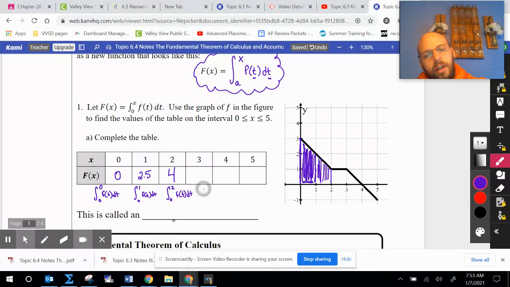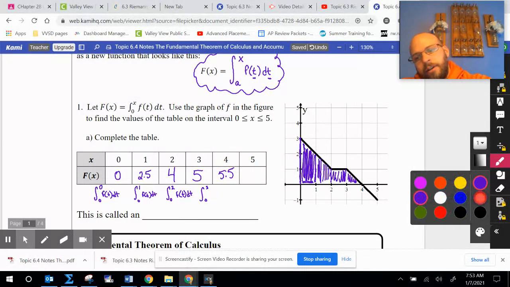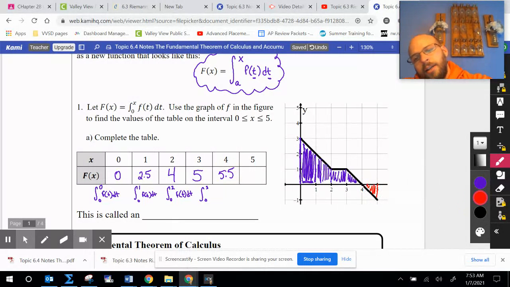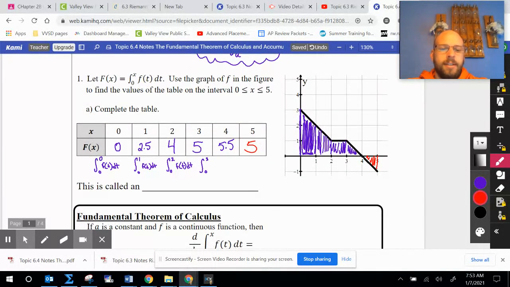And keep going. I have the integral from 0 to 3. We're going to add another box to it, and if I add another box, this is just going to become 5. I just added that little square. If I add this little triangle to go to 4, this is going to be 5.5. And then down here, if I subtract this little triangle, then I'm back to 5. So I get this table of values.